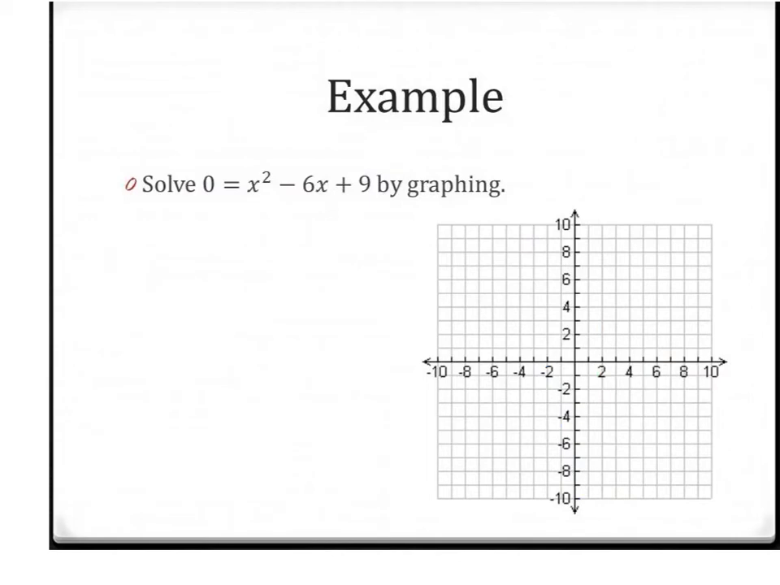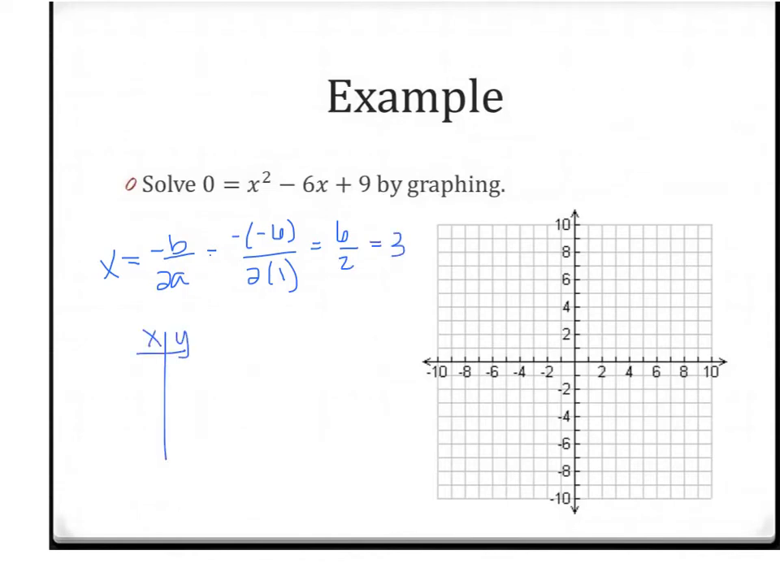Okay, so let's try again. Most of the time it's going to cross the graph twice, but it doesn't have to. So let's see here. x equals -b over 2a. That's going to be -(-6) over 2 times 1, which is 6 over 2, which is 3. All right. So we're going to start our table with 3, remembering that that's our vertex.